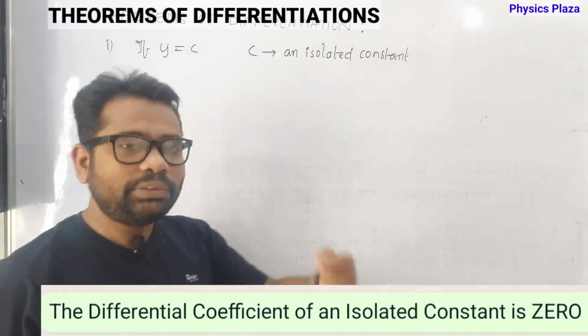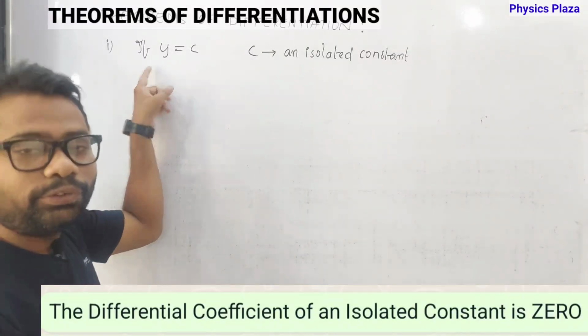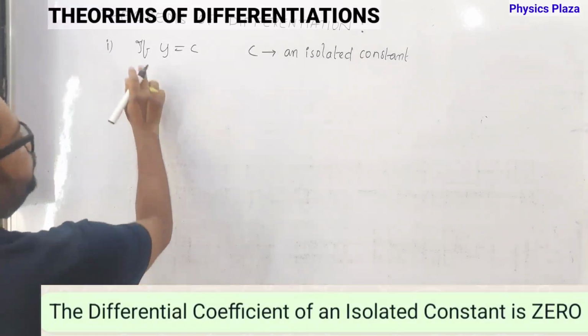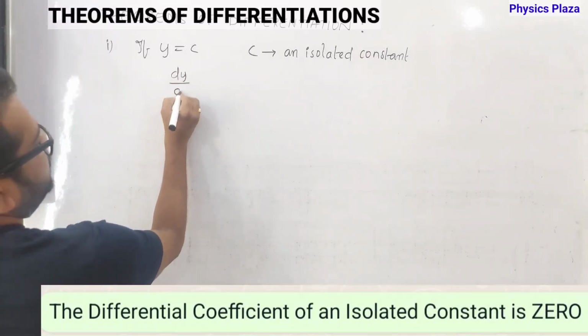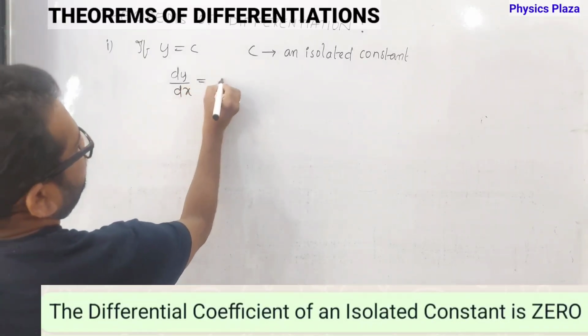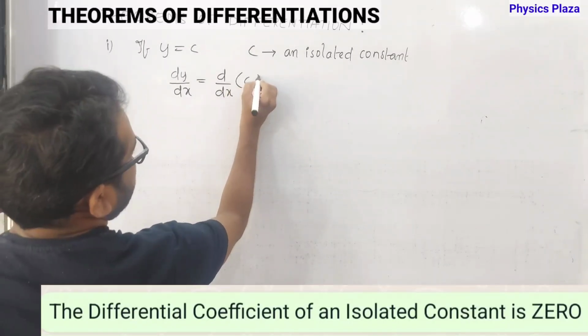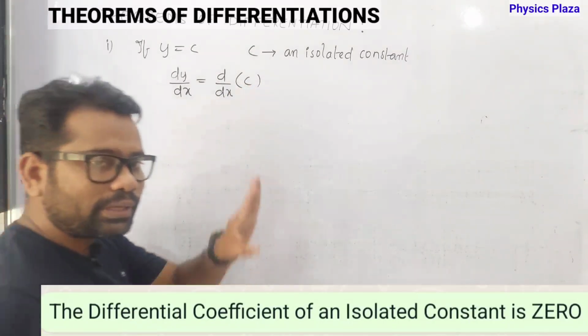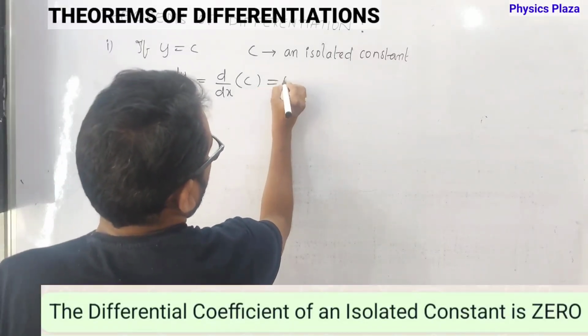Now what is the differential coefficient of y with respect to x? If y is equal to c, then dy by dx can be written as d by dx of c. Let me tell you the answer first, then I'll give you the explanation. This is going to be 0.